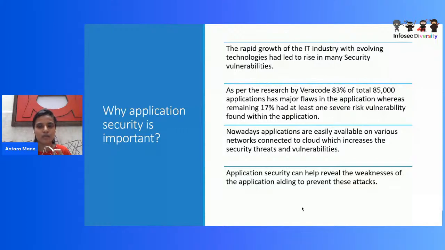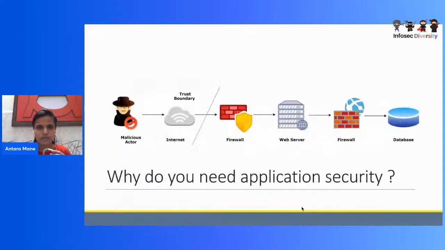So what's the main cause of the rise in so many security vulnerabilities? It is because nowadays web applications are easily available on the various networks which are connected to the internet, right? Which actually gives access to some of the other controls to arbitrary users, to identify certain security threats and vulnerabilities, right? So how can application security help? Application security can help reveal those weaknesses in any web application, aiding to prevent these evolving cyber threats and cyber attacks.